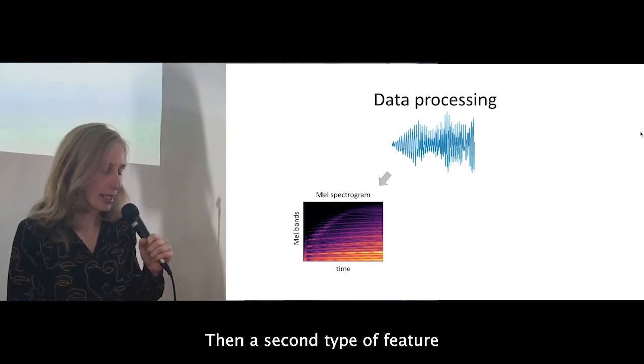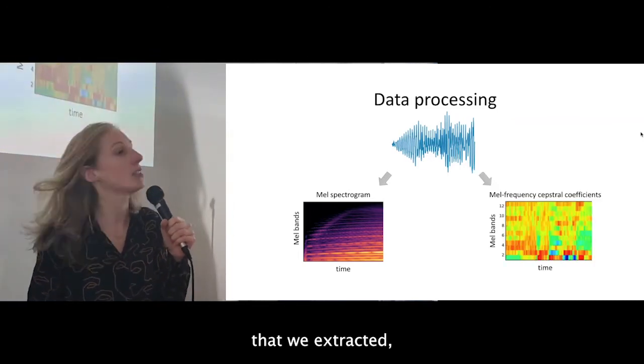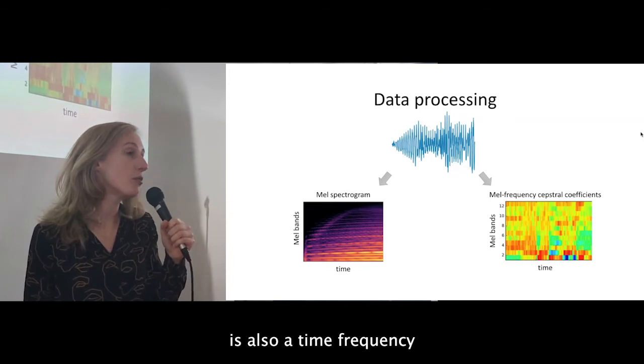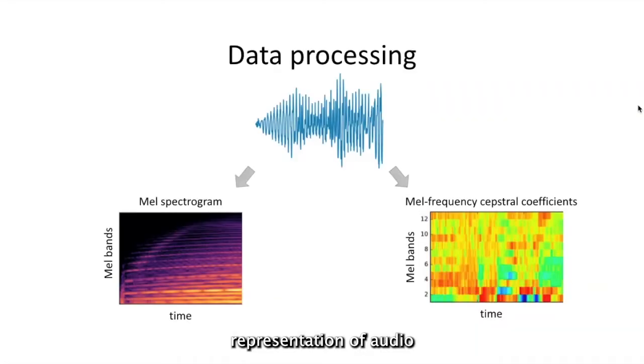All right. Then a second type of feature that we extracted, which is related, is also a time frequency representation of audio: MEL frequency cepstral coefficients. And these are a compressed representation of the spectrum of an audio signal. These MFC coefficients contain information about the rate of change in the spectral bands.